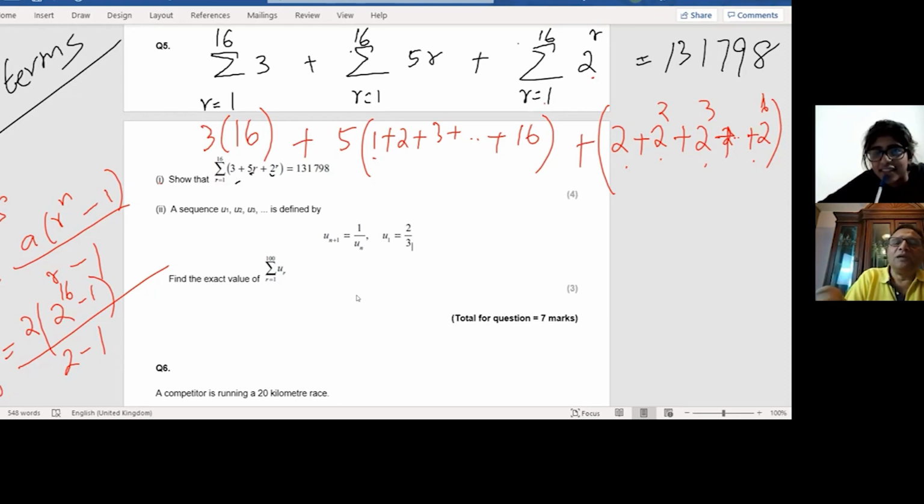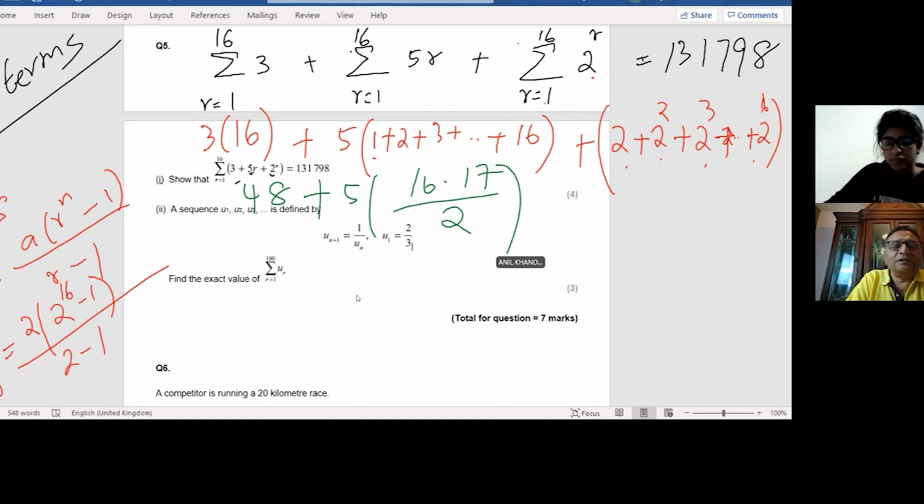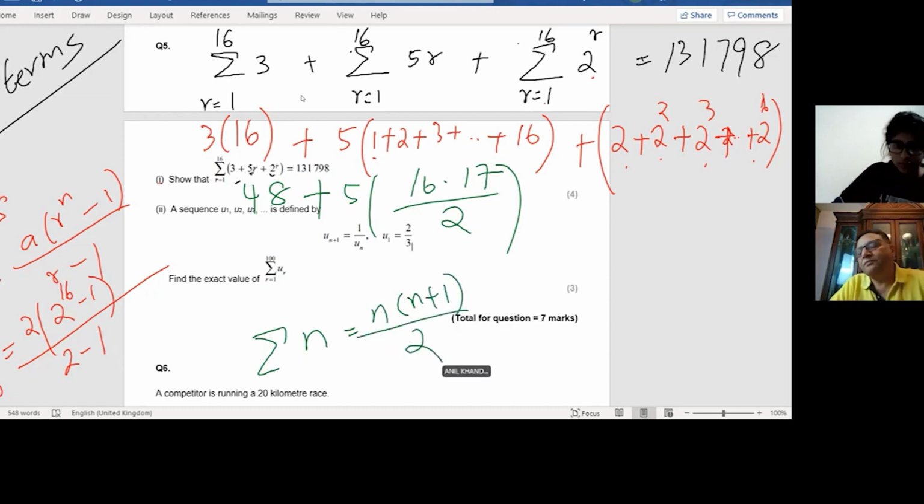So now we'll apply it. What is 3 times 16? It's 48, correct? Plus 5 times the sum of the series. So that is how much? That is 16 times 17 over 2, right? The sum of natural numbers is n times n plus 1 over 2, correct? You remember this formula? Very easy to remember, but it's the formula you should know to add this particular set of numbers up to 16. So 16 times 17 over 2.